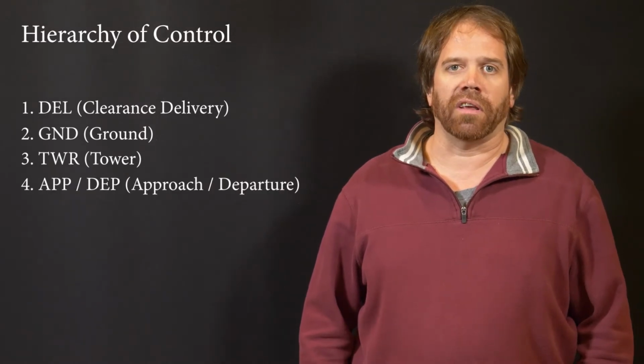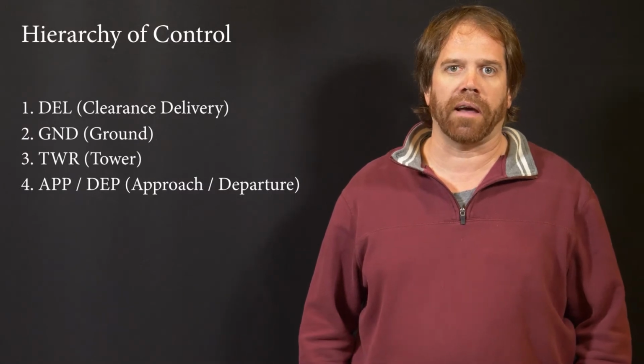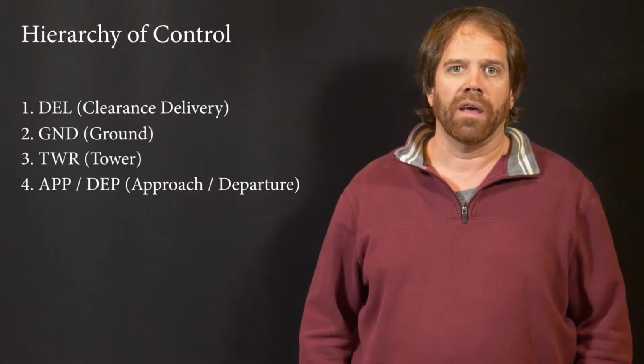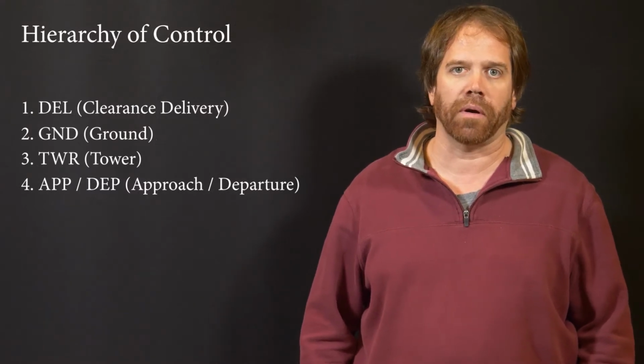The fourth position is approach and departure. Approach and departure controllers are typically found at larger airport locations and control the Class B or Class C airspace immediately surrounding the airport.